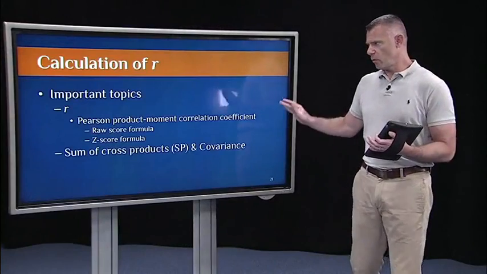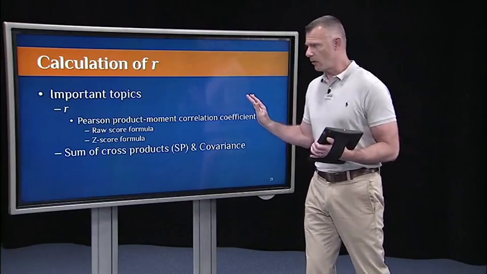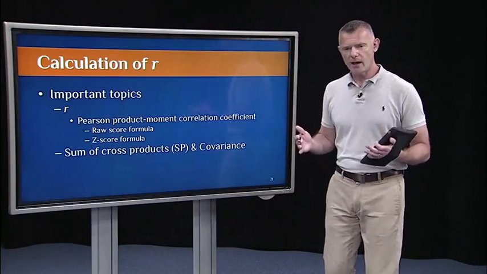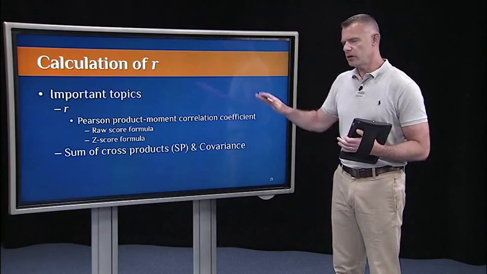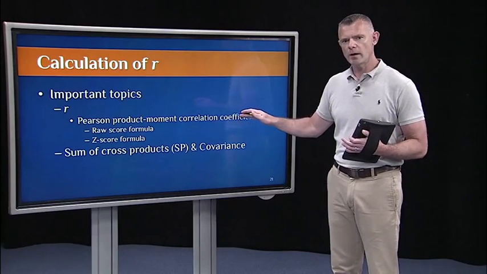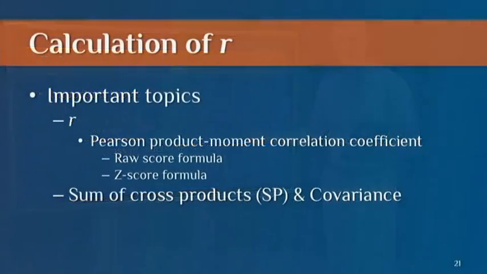So when it comes to the important topics for this segment, that's about it. Just knowing how to do this calculation. I'm going to show you two different ways to do it. One I refer to as the raw score formula, and the other I refer to as the z-score formula. But in the end, I'll show you that they're equivalent.